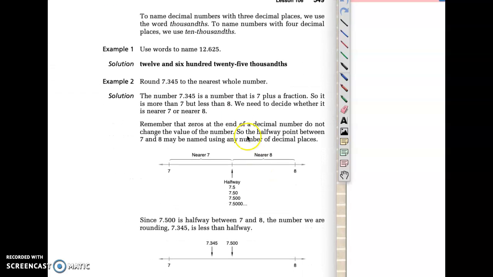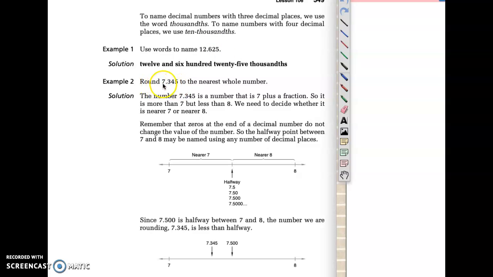So let's use example 1. It says use words to name 12 and 625 thousandths. The key here is recognizing what place value the last digit is in. When you notice that, so this is our tenths, hundredths, thousandths, then you can just read this as a whole number, but make sure you add the place value of the last number. So 625 thousandths.